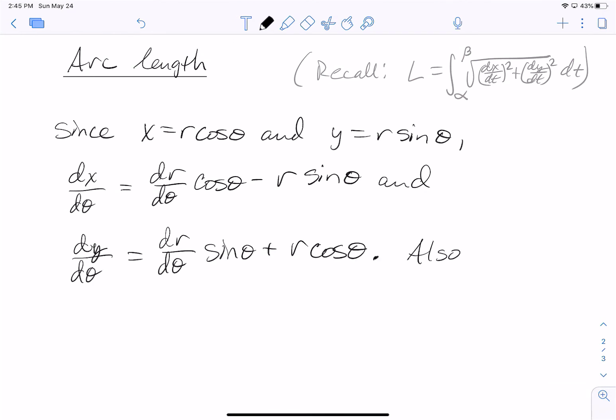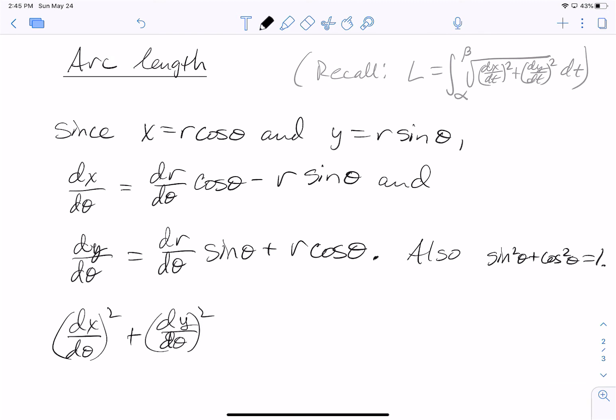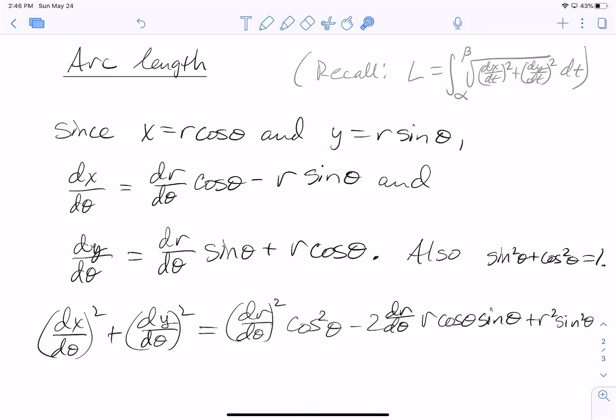Keeping in mind also that the sine squared of theta plus the cosine squared of theta is equal to 1, we can come up with an expression for dx d theta squared and dy d theta squared, trying to mirror what we have for parameterized arc length. Squaring dx d theta, we get dr d theta squared cosine squared of theta minus 2 dr d theta r cosine of theta sine of theta plus r squared sine squared of theta.